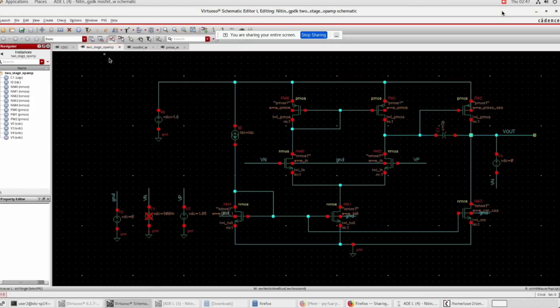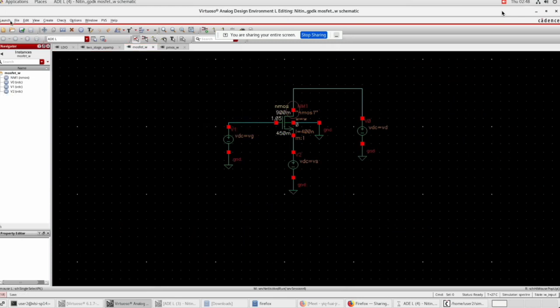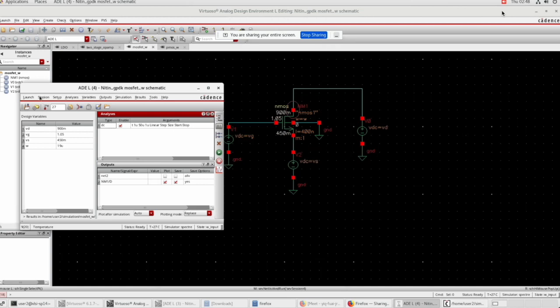And the next is the W of this MOSFET. We want the current in this part of the circuit, that is the common source stage, to be around 5 times the current in this. We need that condition such that the slew rate of the OPAMP is internalized, that is, it doesn't depend on the output load. So for the third MOSFET, I need to load another ADE L.